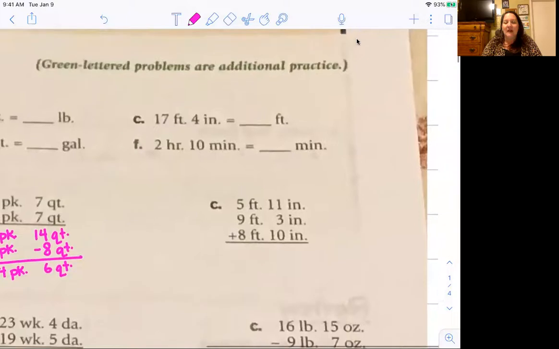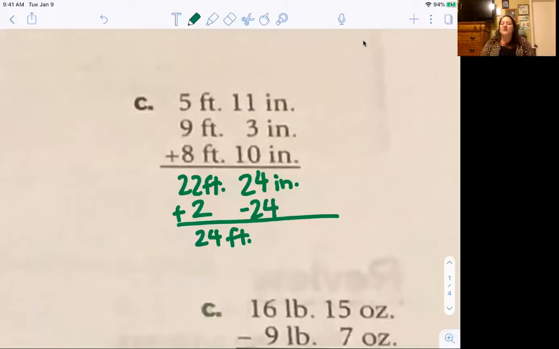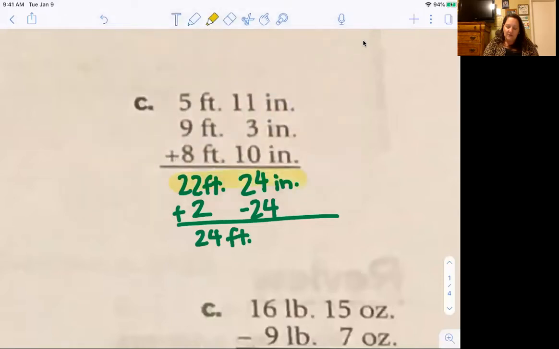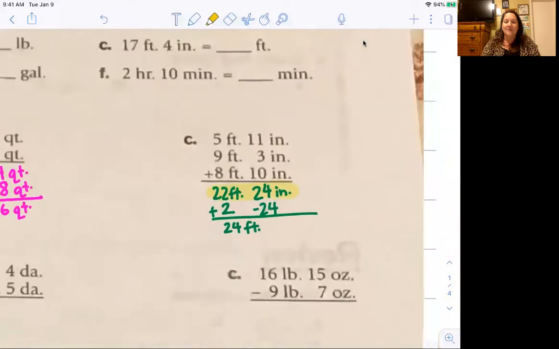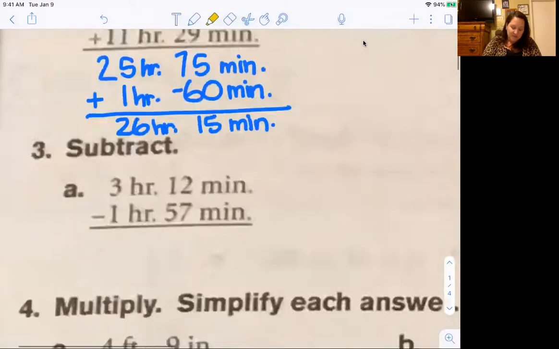Letter C. Actually, try letter C on your own. Press pause and come back to it. Okay, so when you add it originally, you get 22 feet, 24 inches, and then hopefully you ask yourselves, how many inches are in a foot? 12. How many groups of 12 can I get out of 24? I can get 2 groups of 12, so we're going to add 2 feet and subtract 24 inches, and our final answer is 24 feet. Great job. Now let's move on to subtraction.